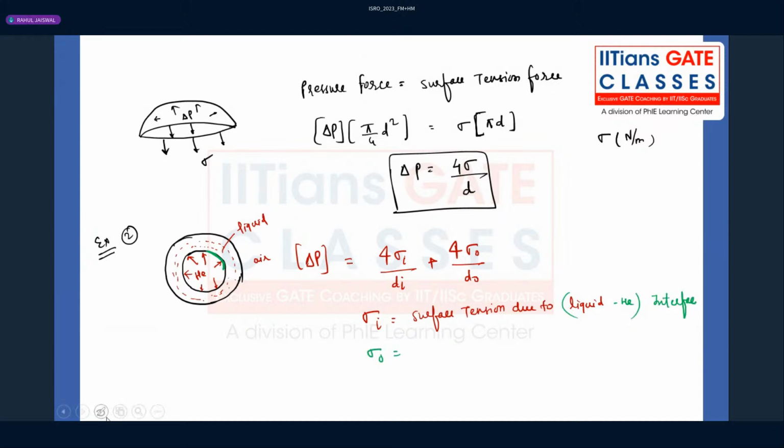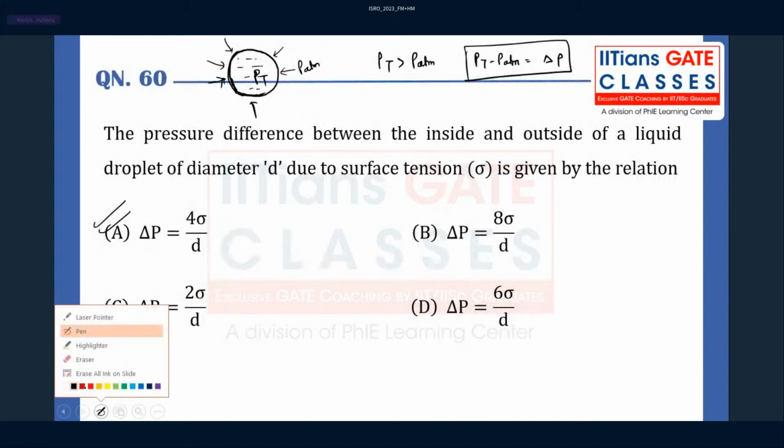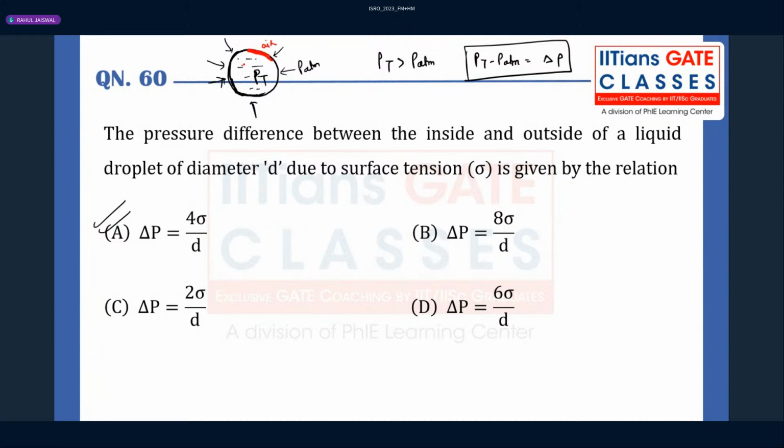And sigma naught is there because of the liquid air interface. See here, this one in black color, right? This is a two interface problem. In the earlier problem, we had only one interface. See this red color which I'm marking, this was only one interface. Here we have air, here we have the liquid. That's why a single value is coming, right?